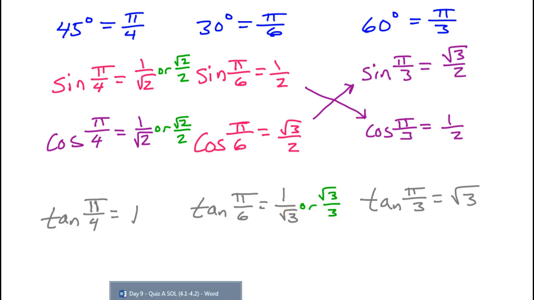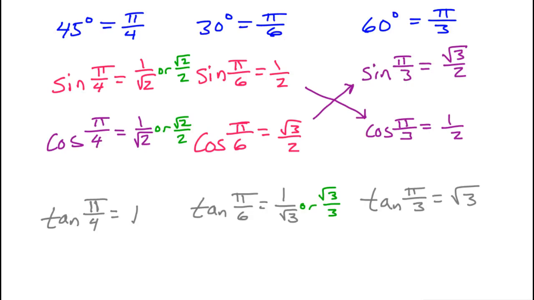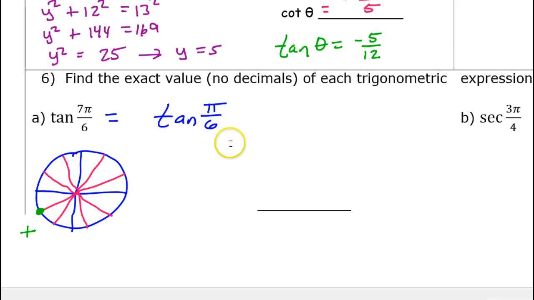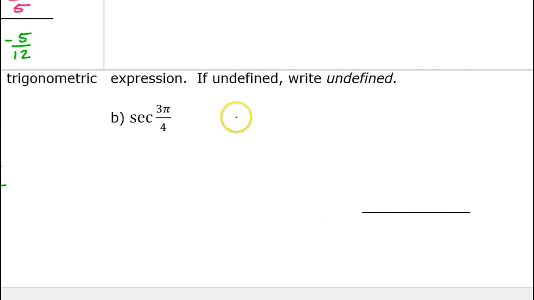Anyway, what were they asking us for again? The tangent of pi over 6. Let us consult our chart. Tangent of pi over 6 is 1 over radical 3, or radical 3 over 3. So we could just put 1 over radical 3 or radical 3 over 3. I will accept either one of these. Okay, let's go again. One more time.